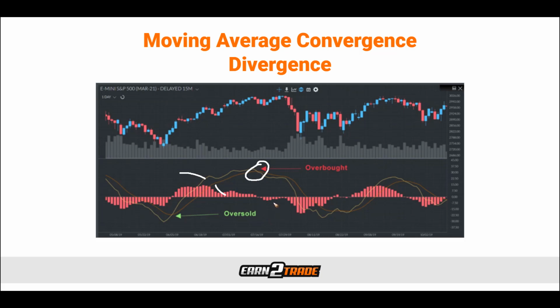We have a signal line and a MACD line, and traders are paying attention to the interaction that these lines have. When the MACD crosses above or below the signal line, we're considering the market to be overbought or oversold. An overbought reading will occur when the MACD crosses below the signal line. An oversold condition will be when the MACD line crosses above the signal line.